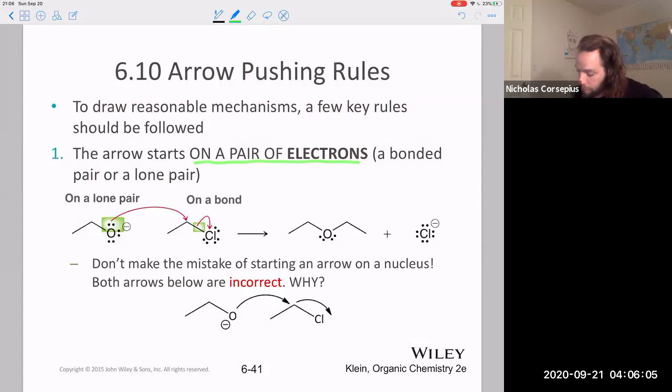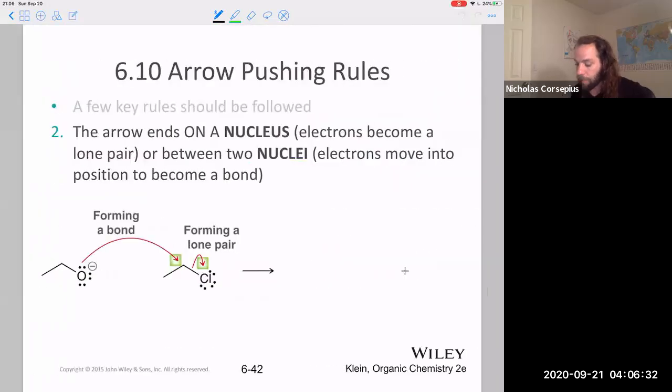Okay, so here's an example here. When it's on a lone pair and reaches over, this would be formation. When it's on the bond and jumps up, that would be breaking. Yeah, so just make sure the base of that arrow is on a pair of electrons.